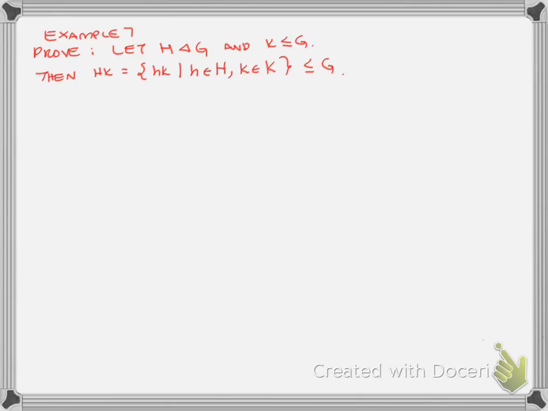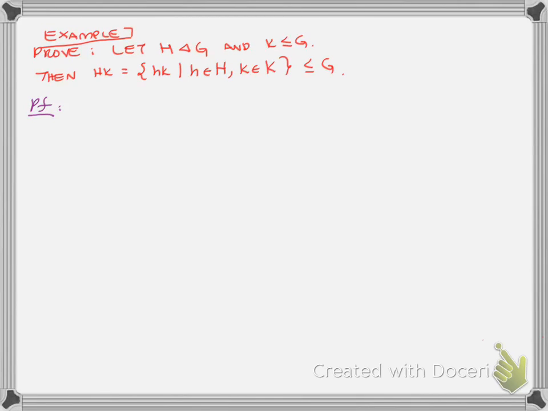Okay, so the last example that we're actually going to prove is: let H be a normal subgroup of G, which is a group, and K be a subgroup of G. So K is just a subgroup, H is a normal subgroup. Then HK, which is equal to the set of hk such that little h is in big H and little k is in big K, is a subgroup of G. You should try to see if you can prove this on your own first and then come back to the video. Welcome back if you left.